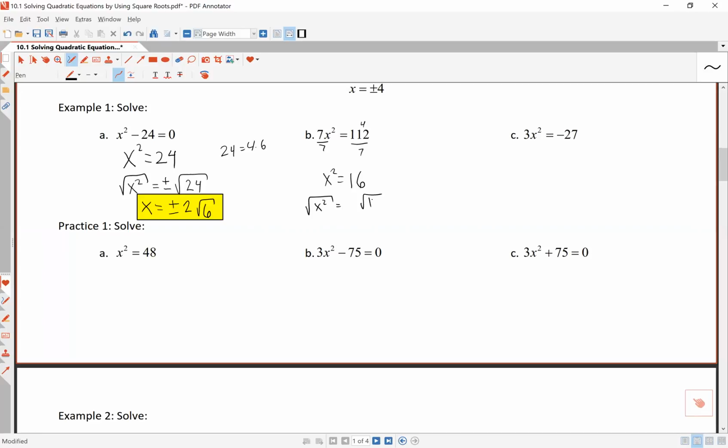Letter C, we divide both sides by 3, and that gives us x squared is equal to negative 9. Now we know there is no real number that you can square and get a negative 9, but we have seen complex numbers already. So when we take the square root of both sides, we have the square root of negative 9. And don't forget the plus or minus. So the square root of negative 9 is 3i. We have a positive 3i and a negative 3i.